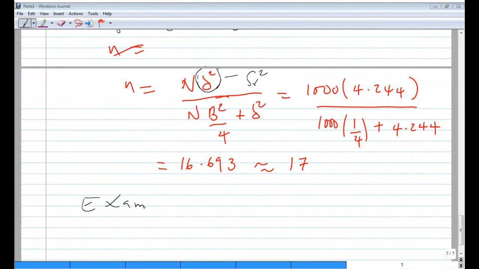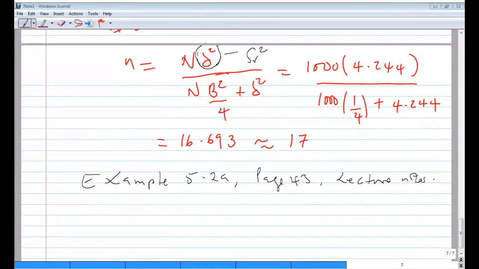Example 5.2a. I don't know why I said 5.21a. It's on page 43 of the lecture notes. It's a long story, so you can read it on your own.